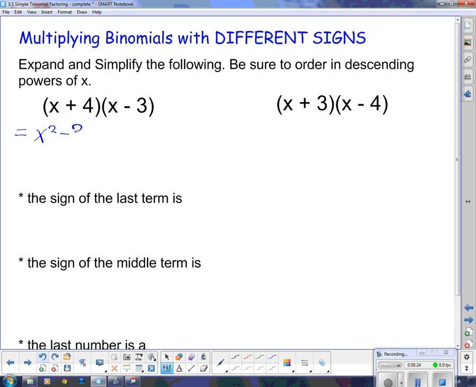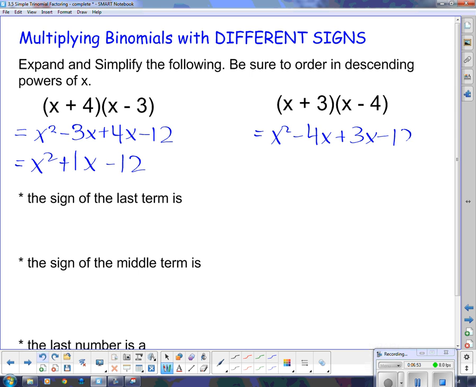X squared minus 3x plus 4x minus 12. When I combine them, negative 3x and positive 4x give me 1x. So plus 1x. Maybe I will leave the 1 there just for simplicity's sake. And then that minus 12. So the next one, we're going to get x squared minus 4x plus 3x minus 12. The negative 4x and the positive 3x, when they go together, give me a negative 1 this time. So x squared minus 1x, I'm going to leave it in. We don't usually write it, but when we're looking for patterns, maybe it'll help us figure something out.